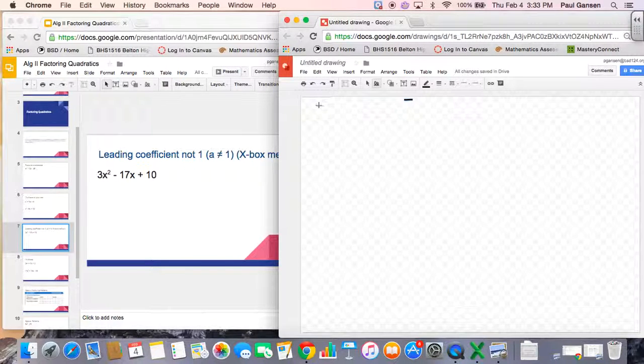Now, what we're going to use is this method that I just learned very recently, and I think this method is really cool. I think it's really helpful and can make this process really simple.